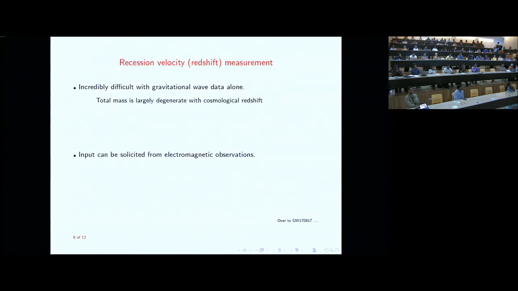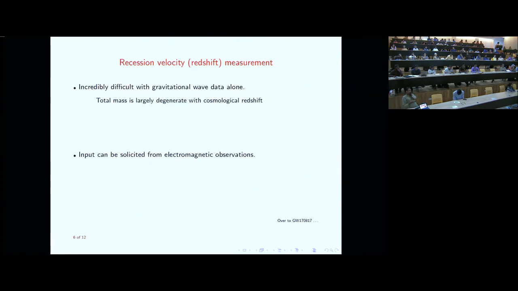Which is slide 6. So, although distance can be very directly estimated by these gravitational waves from coalescences of compact binaries, the measurement of recession velocity or redshift itself is not very easy with gravitational wave data alone. This is because the total mass is largely degenerate with the cosmological redshift. However, one can take input from electromagnetic observations, like we had an associated electromagnetic counterpart for this event. For other events, one might be able to use a galaxy catalog, get a set of redshifts from a galaxy catalog, and use that as an input.